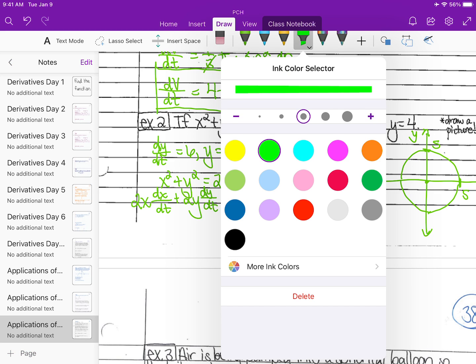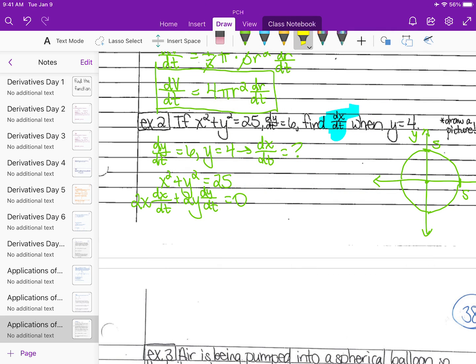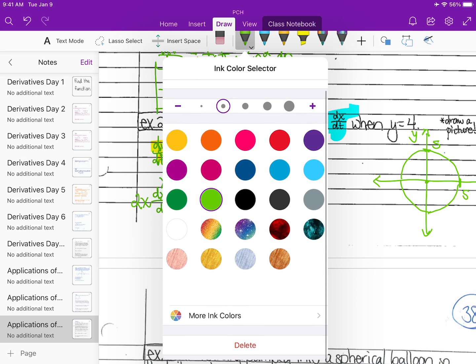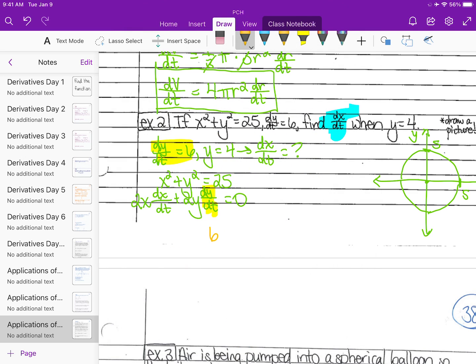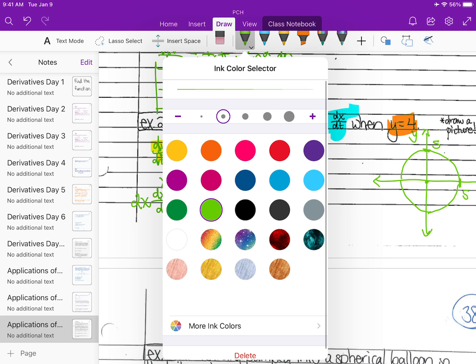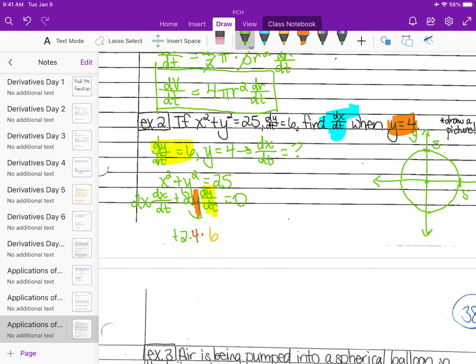So I have, that's probably not a good color to use. Dy dt is 6, so I'm going to put that right there. I know that y is 4, so I'm going to put that right there. And I've got the 2 in front. Dx dt is what I'm trying to find, so I'm going to leave that. I've got the 2 in front. But what about the x? It doesn't tell me anything about the x.